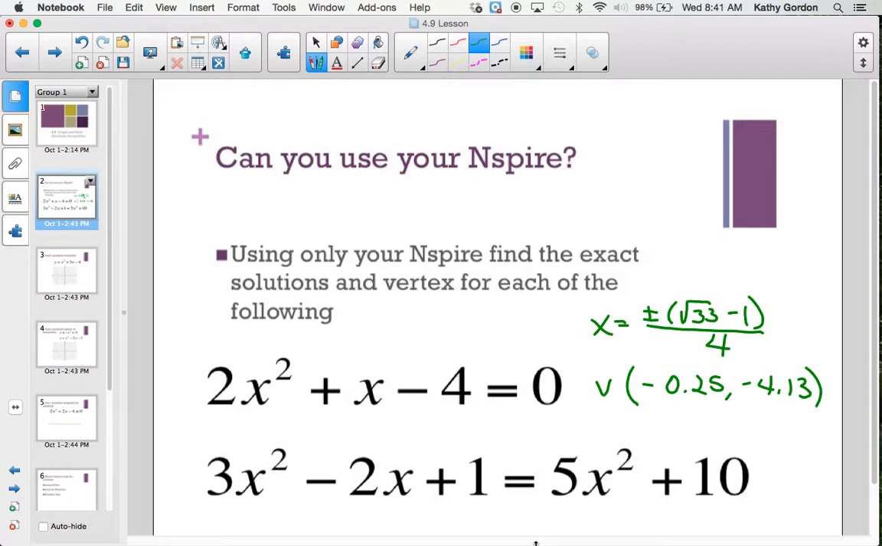Okay, so one way to do this is on your graph, type in f of x equals just the 2x squared plus x minus 4 part. Okay, and then do an analysis, go through your menu, analyze, and in this case find the minimum because that's the vertex, it's going to be the lowest point. Is there another way that you can come up with what the vertex would be?